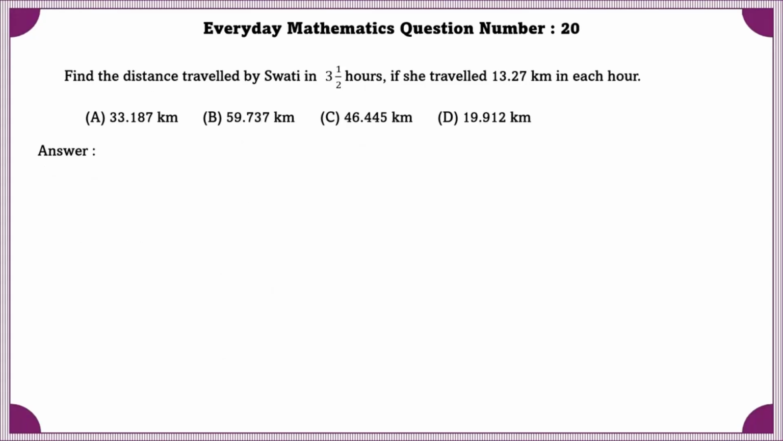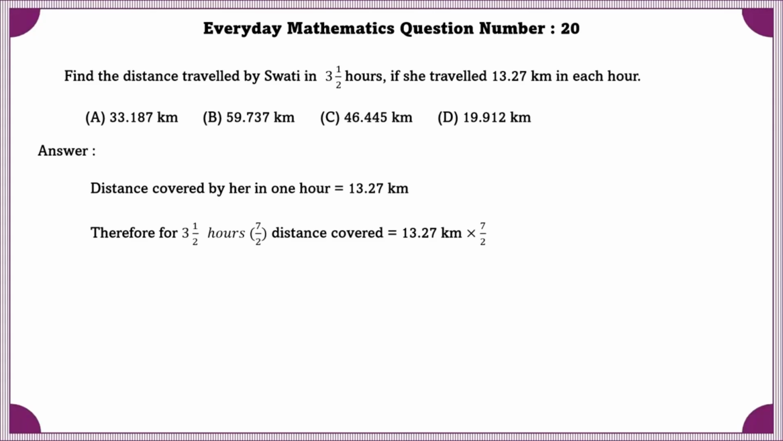Everyday mathematics question number 20. Find the distance travelled by Swati in 3 1 by 2 hours if she travelled 13.27 km in each hour. Distance covered by her in 1 hour is equal to 13.27 kilometers. Therefore, in 3 1 by 2 hours, distance covered is equal to 13.27 km into 7 by 2, which is equal to 46.445 kilometers.